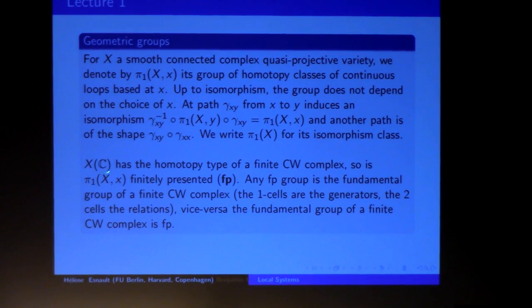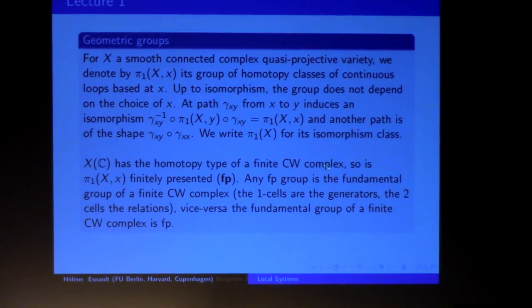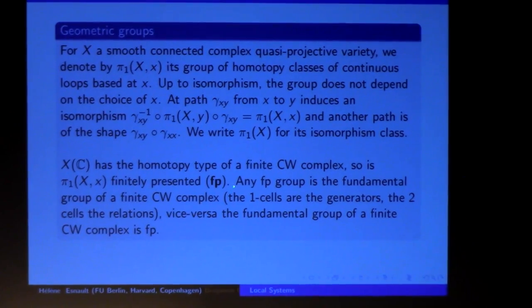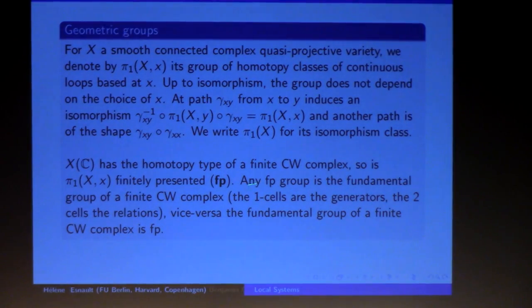Now we know by classical topology, I think it goes back to Lefschetz, but I would not be able to pin down exactly the reference for you today. In fact, someone was asking me very recently to give a concrete reference. I don't have one. But at any rate, the complex points of this algebraic variety, which I was assuming to be smooth in addition, have the homotopy type of a finite CW complex. As a consequence, the fundamental group is finitely presented. And why is that? Because the generators are the one-loops, and the two-cells give the relations between the generators, and there are finitely many of those by definition.